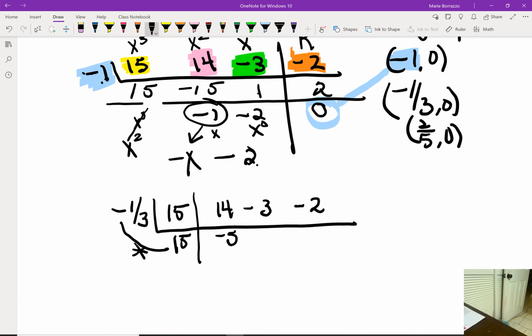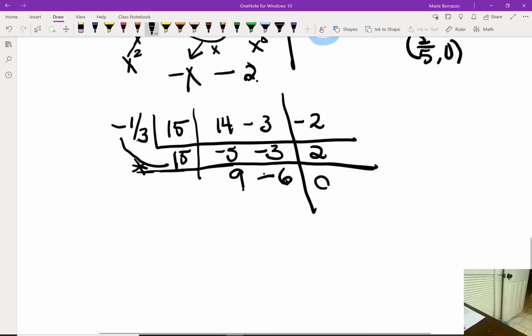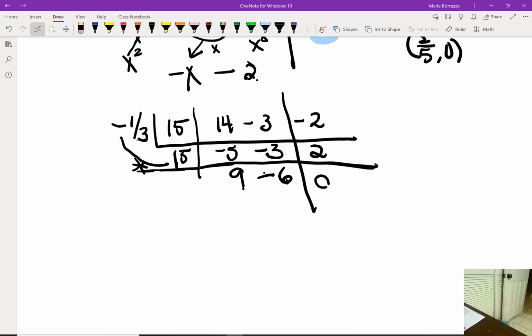Okay, so at this point, 14 minus 5 is going to leave you 9. Negative 1/3 of 9 is simply going to give you negative 3. The result here is negative 6, and negative times negative is a positive, and 3 goes into 6 positive 2 times, leaving you a remainder of 0. Hence, another proof that this is a 0 of the equation.